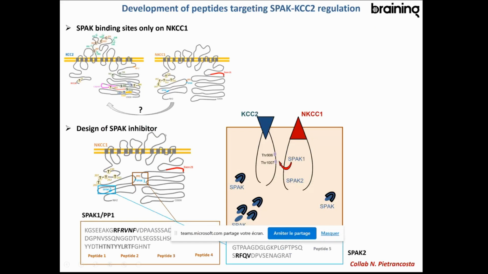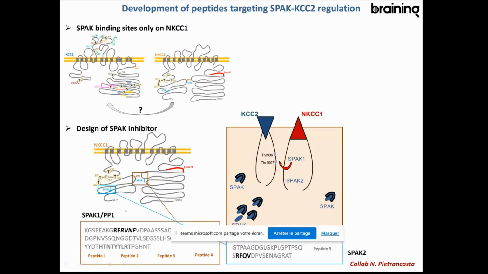Okay, so we believe we have a new mechanism of regulation of KCC2 by NKCC1 by recruiting the SPAK kinase. So what Erwan did is to design peptides that mimic this SPAK binding site on NKCC1. So these peptides can block the access of SPAK to NKCC1, and therefore the phosphorylation of KCC2 on these two threonine key sites and its internalization.